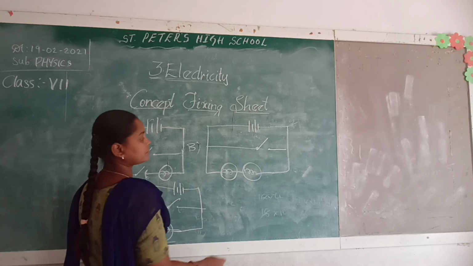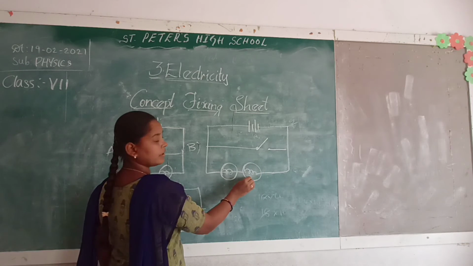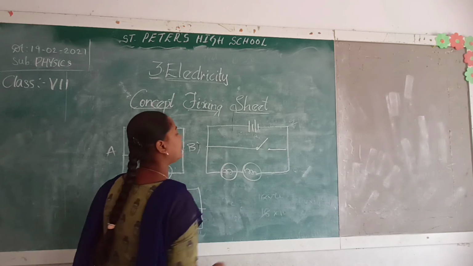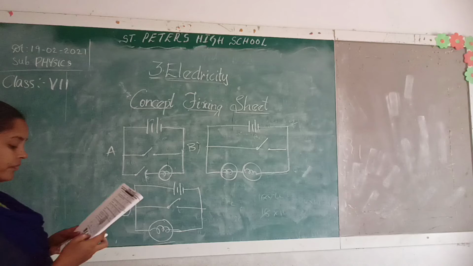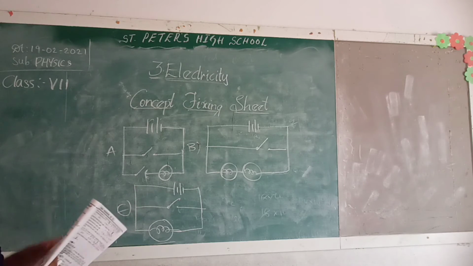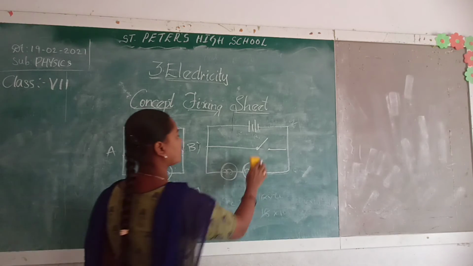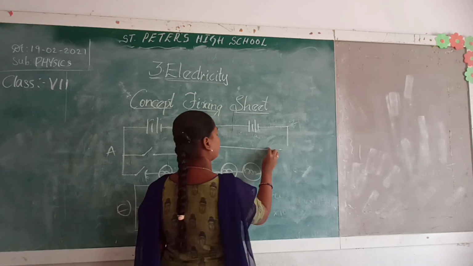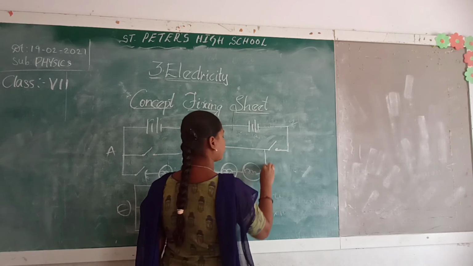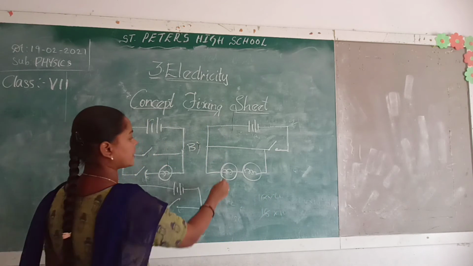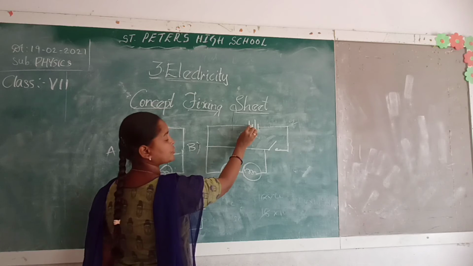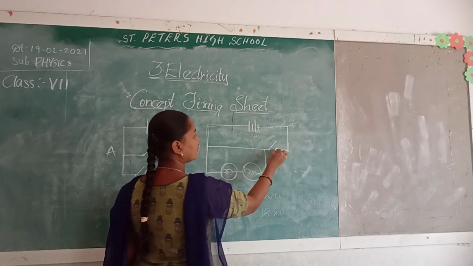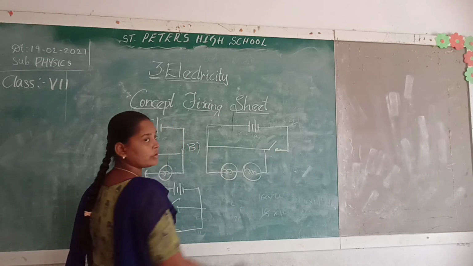Now check B. Two bulbs. Here you could not get the current supply. This is how the circuit is. Two bulbs are connected to a wire and this positive terminal is connected to the bulb. What about the negative terminal? Where is it connected? It is disconnected. So this also will not glow.